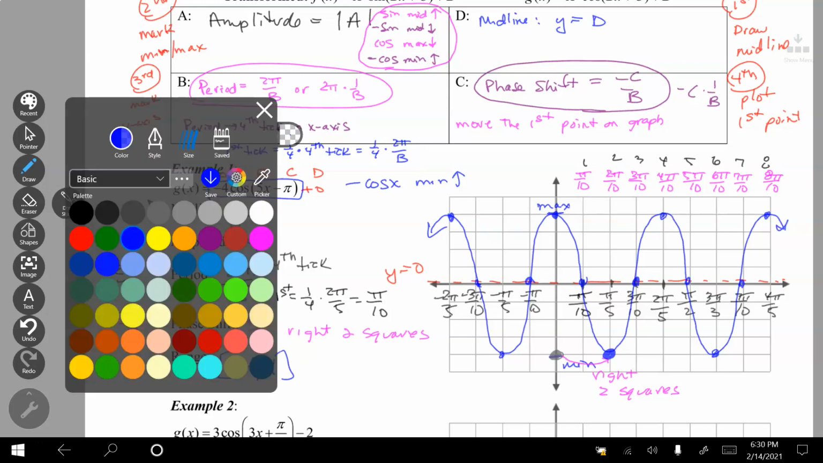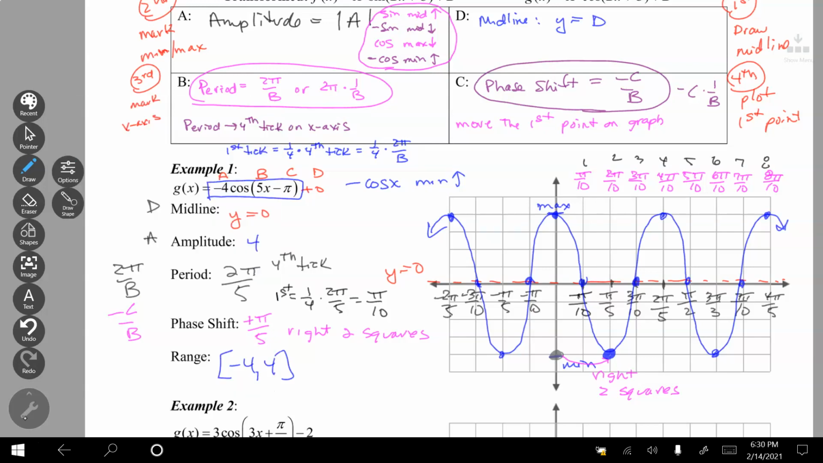Now if you look carefully, because it starts at the max, it could have been y equals positive 4 cosine of 5x without a phase shift. Okay? Because the 5x does the x-axis, the 4 now is positive because it's starting at the max, and with no phase shift, I don't need that minus pi at the end.